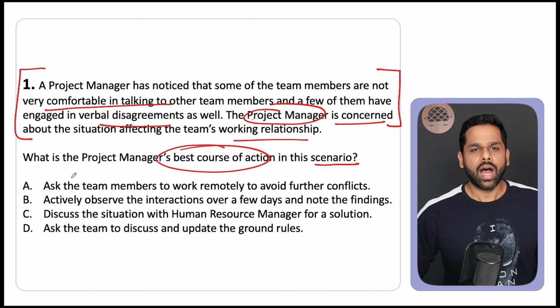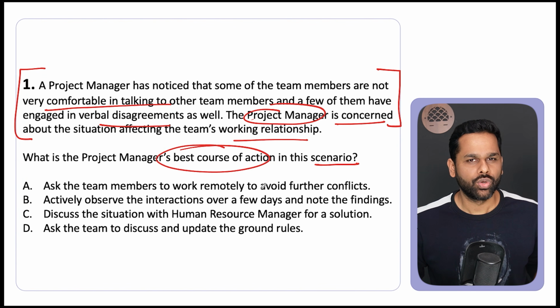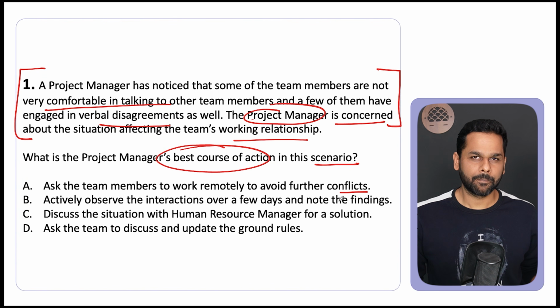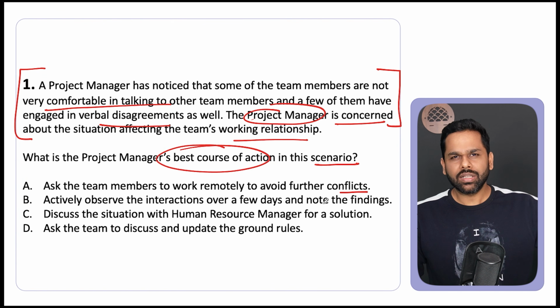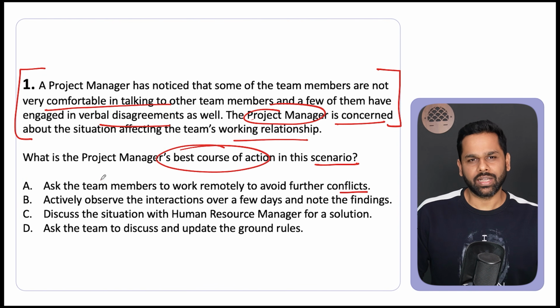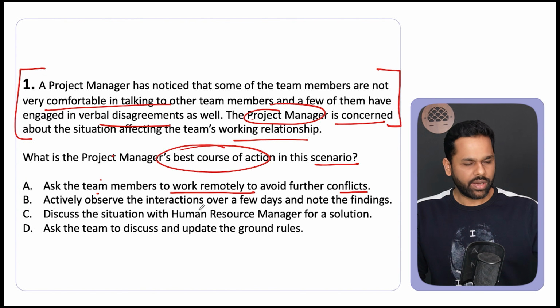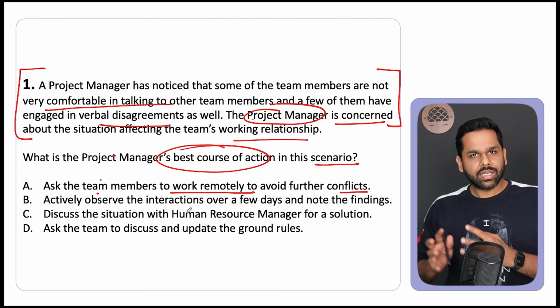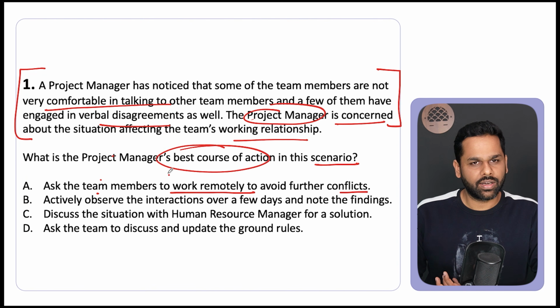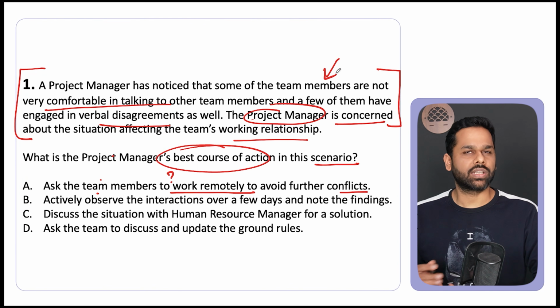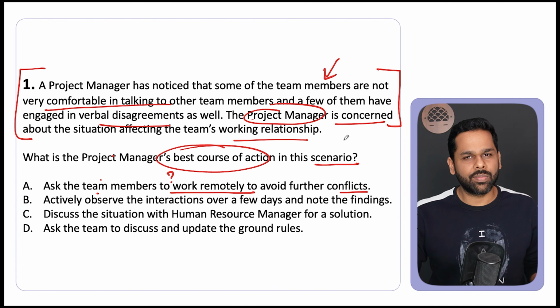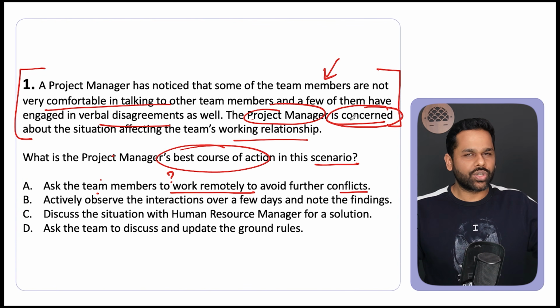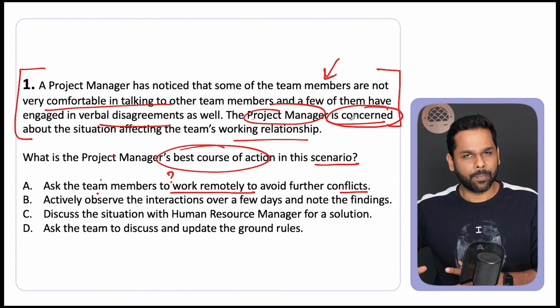Let us see. Option A: Ask the team members to work remotely to avoid further conflicts. If you look at this option, it's a decision being taken. The project manager is deciding that we will start working remotely. Whenever you take a decision, especially in PMP exam options, and you see that a decision is being taken, it has to be justified through the information given in the question. For now, the question says the project manager is concerned about something. So first you would want to validate the concern. It's a doubt. You would want to verify it.